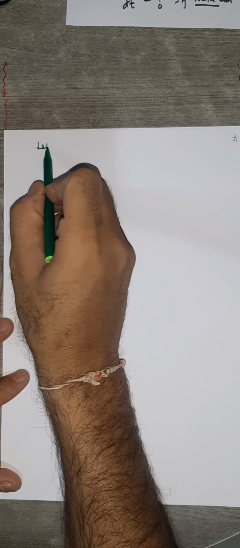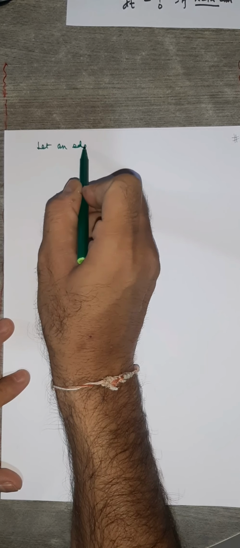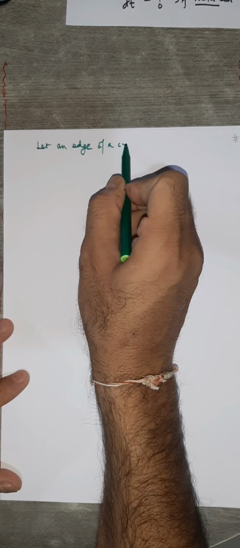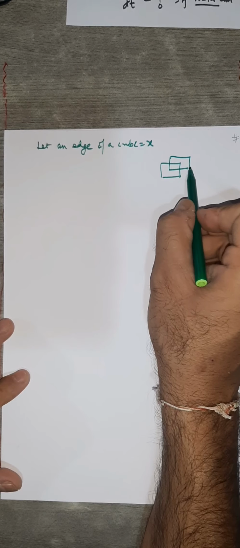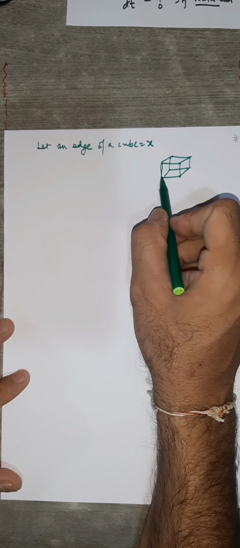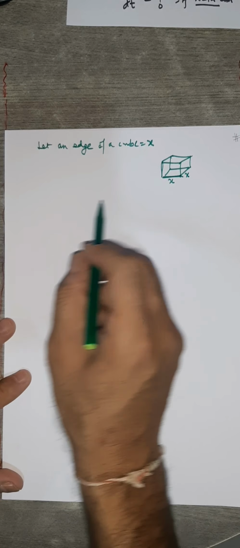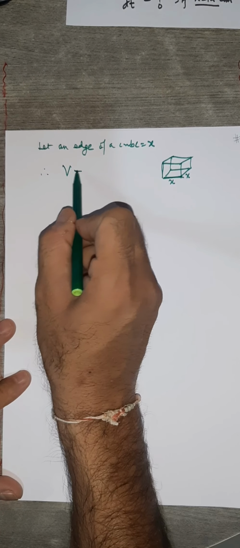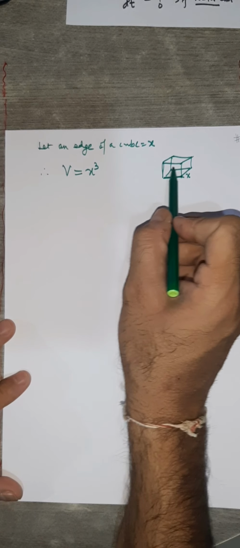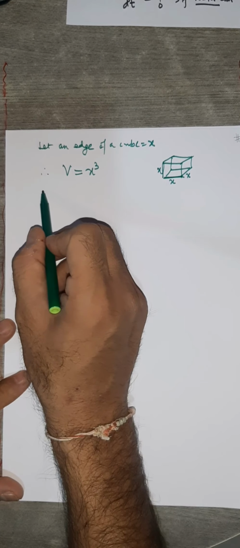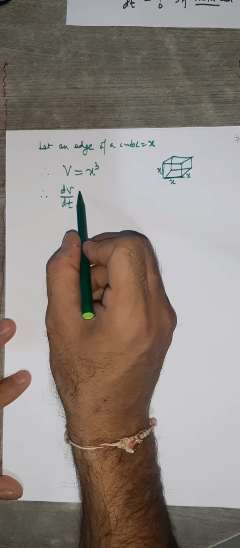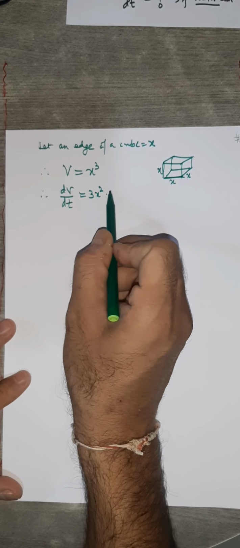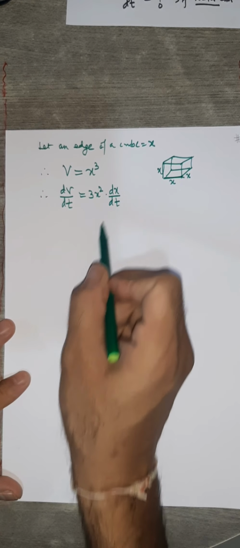So let an edge of a cube equal x centimeter. If this is a cube, we consider the length of each edge to be x, this is x, and so on. Therefore, what is the volume? Volume is x cube, x into x into x. Now we differentiate it. dV by dt, we differentiate with respect to t because we have information about dV by dt. It is 3x square into dx by dt. You have used the chain rule.